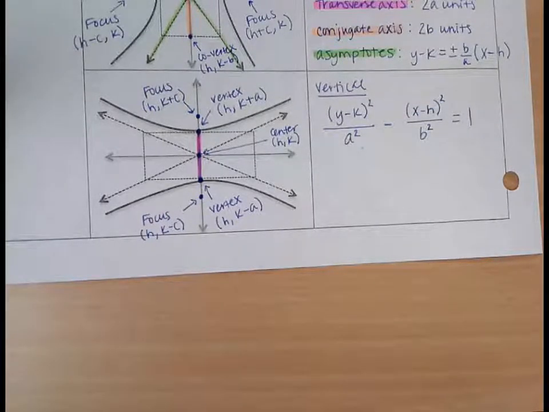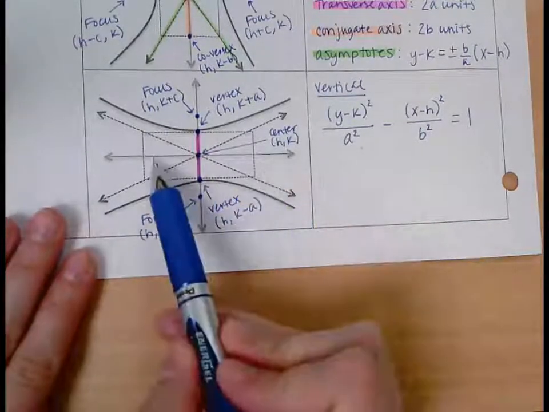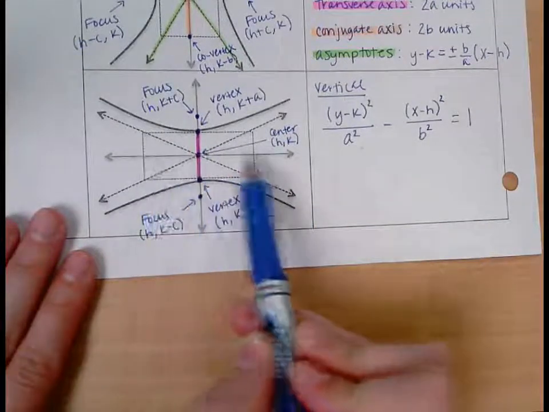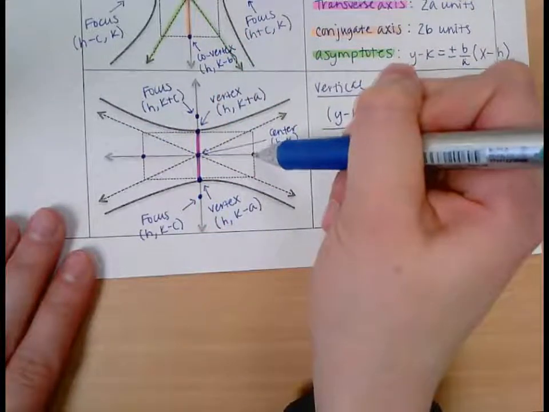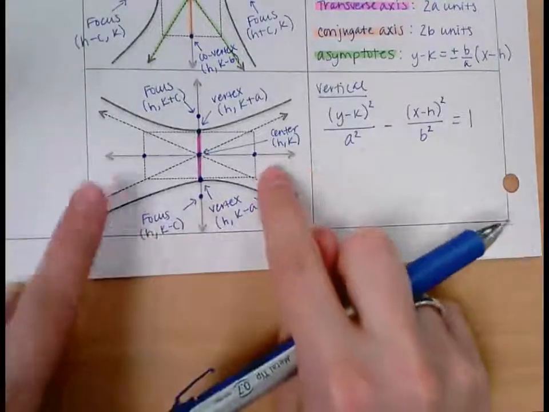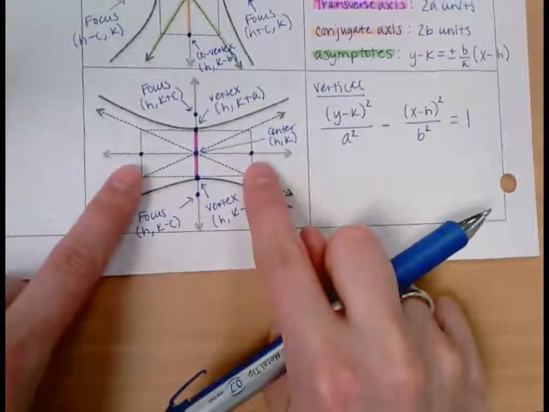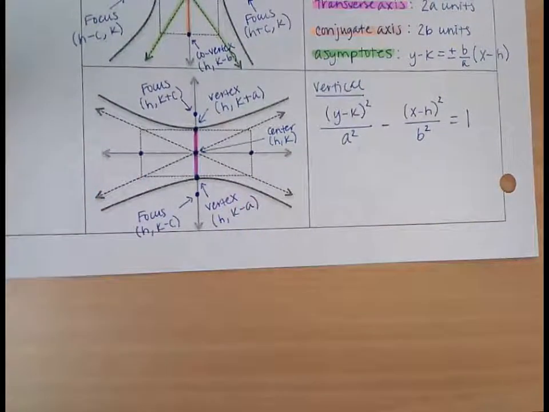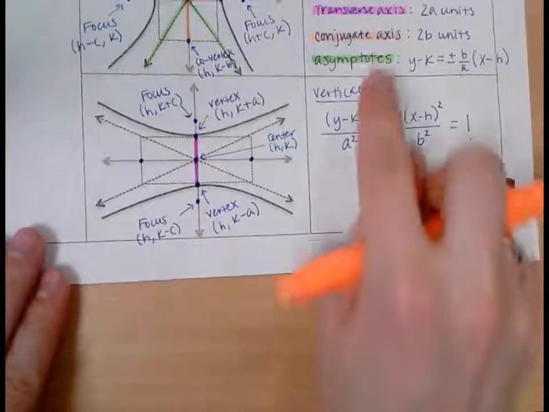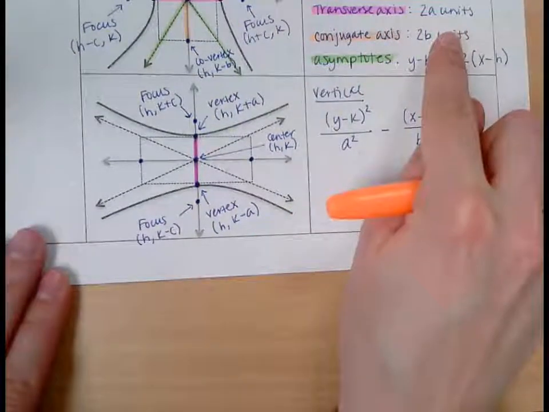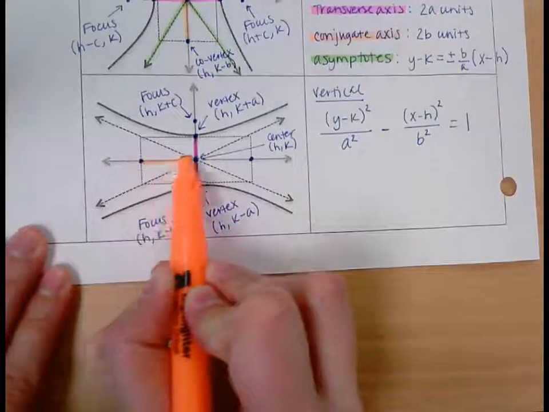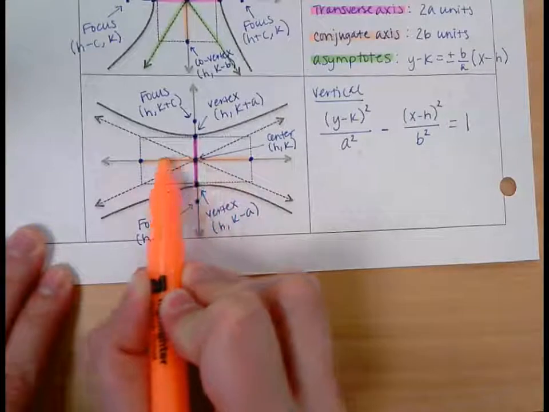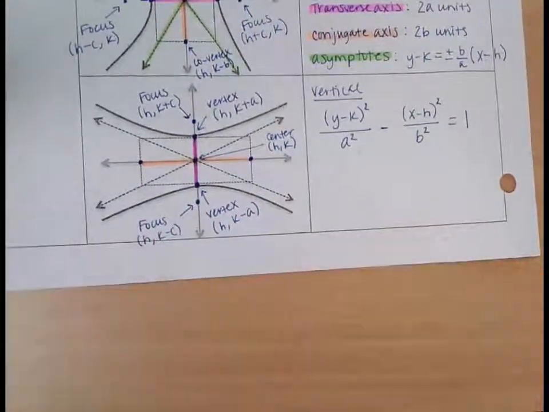And then we'll draw in the two co-vertices and label those. So again, now to the left and right of the center, on the edges of that box you see dashed in, those would be where the two co-vertices are. They are the endpoints of the conjugate axis. So again, if you want to rewrite the conjugate axis formula below, you can. It is the same. I'm just going to highlight it in orange so I don't have to rewrite it.